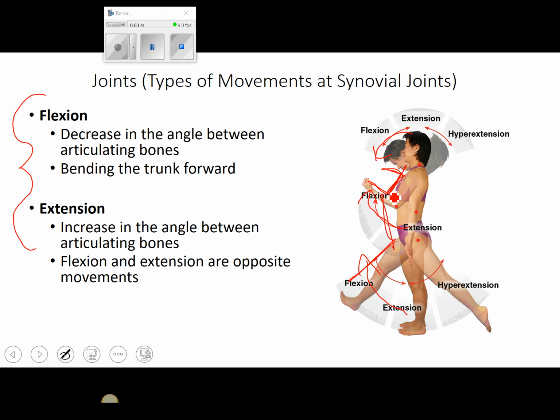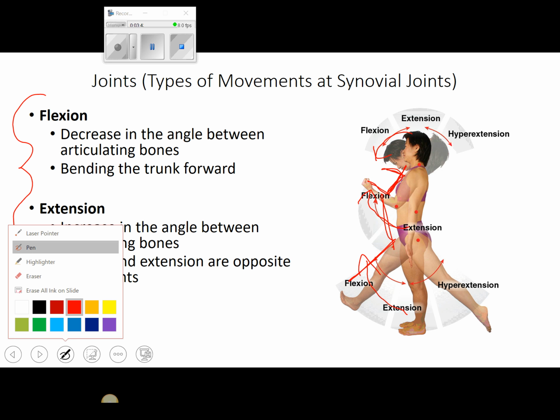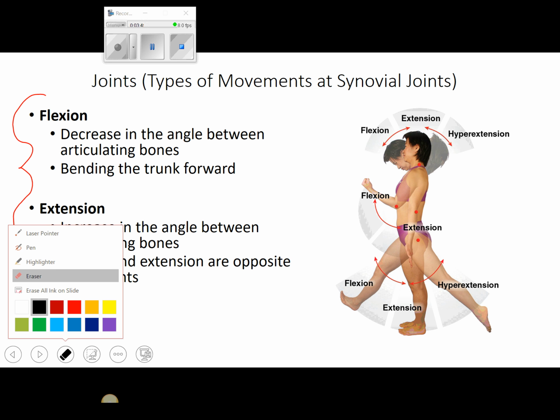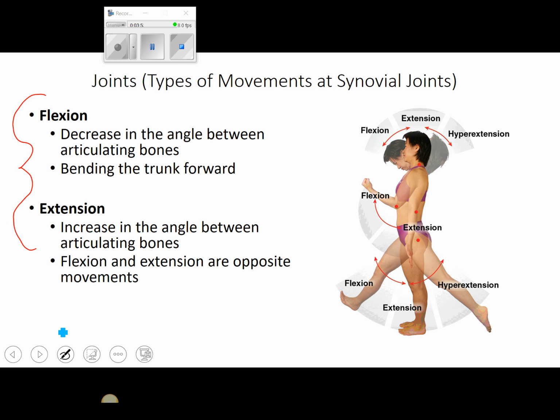Extension is, of course, the opposite, and I'm going to erase all my marks here first. With extension, you're increasing the angle between the two articulating bones. So flexion and extension are opposite movements. It restores the body part back to its anatomical position, so it increases that angle. If you have your leg up and then you lower it back down, you've increased the angle. Same with the arm here. If you have it in a flexed position and then you put it back down, you've increased that angle. Same with the head.